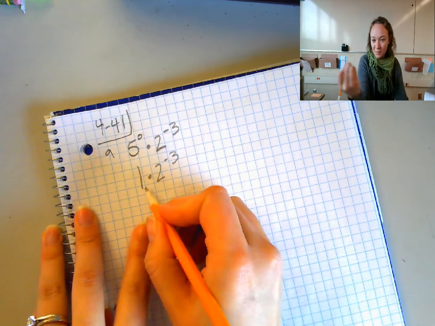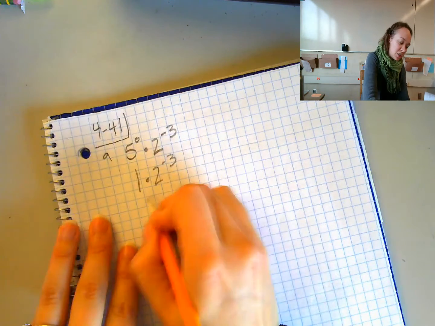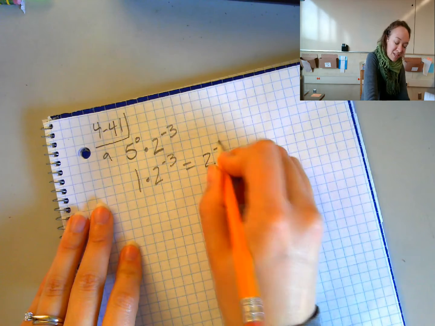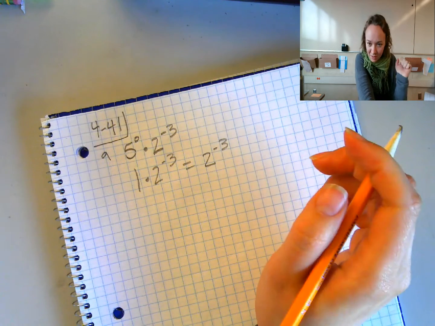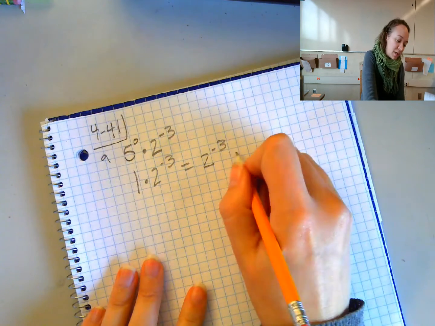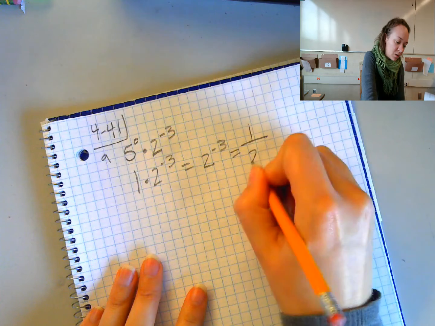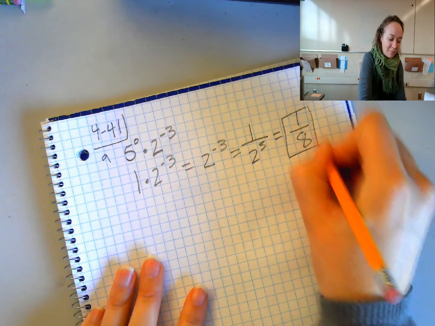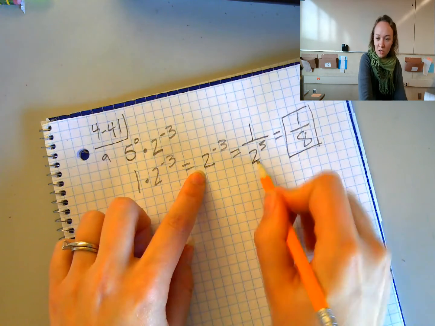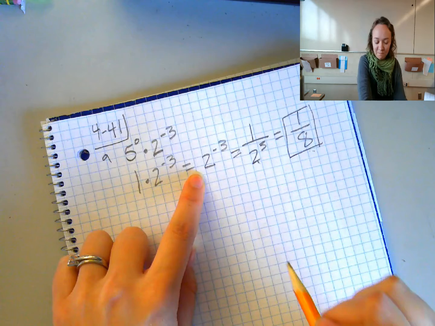2 to the negative 3. Well, 1 times anything is just itself, so this is just 2 to the negative 3, and I'd prefer if you leave your answers without negative exponents unless it is scientific notation. So we could rewrite that as 1 over 2 to the 3rd, which is the same as 1 over 8. I would accept any of these 3 answers, but this is my preferred one.